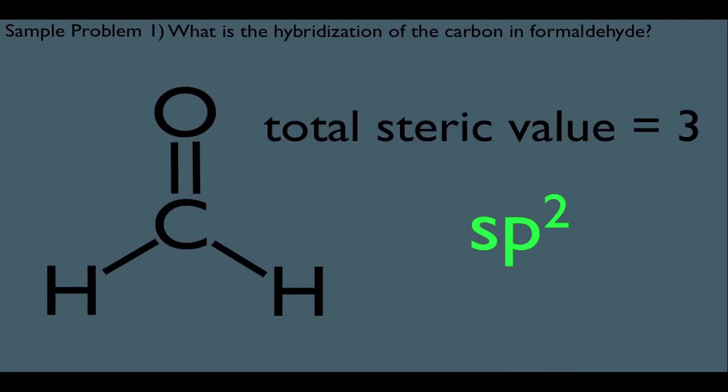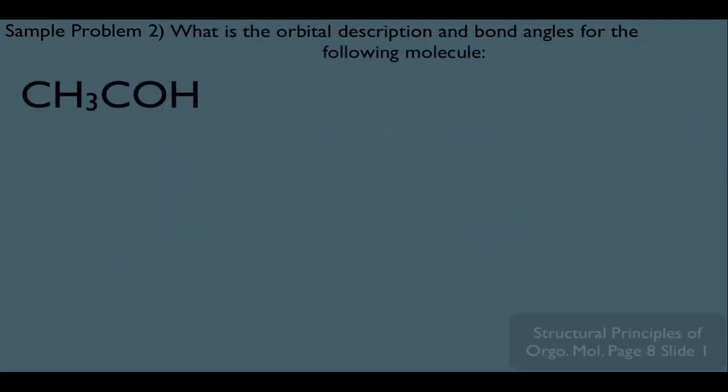But why do we need to do this? Well, let me show you the advantage that you have here. Look at this sample problem. It says, what is the orbital description and bond angles for the following molecule? Notice in this question, they're asking us about the structural details of this molecule, which means we should have a good understanding of the type of bonding that's happening. And in order to understand the bonding, we should understand the hybridization.